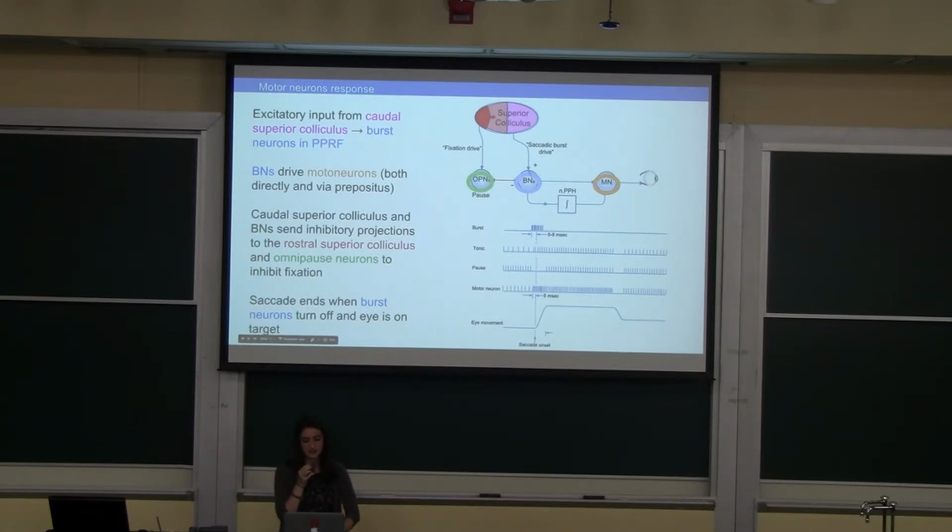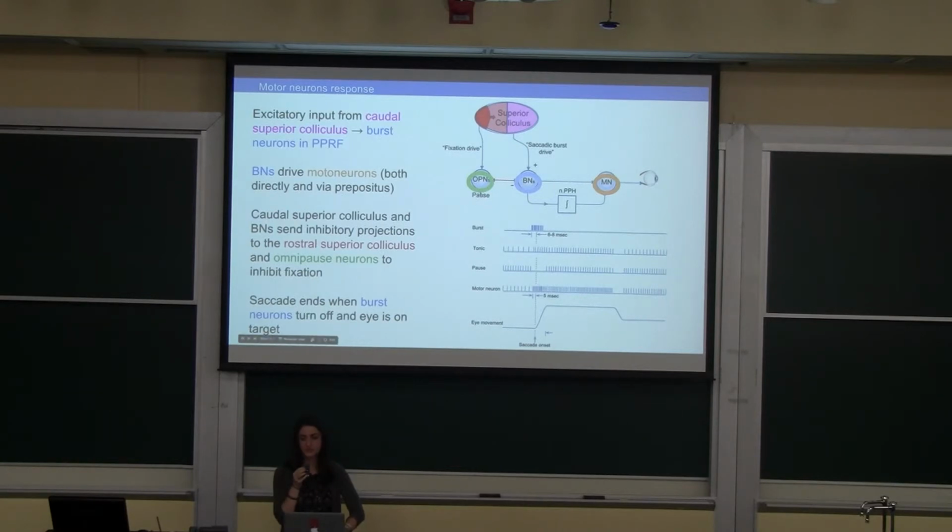And then the next step is that the burst neurons drive it through that impulse function, but they also drive it through the integrator function via the prepositus. So both are connected to the motor neurons themselves. And then the caudal superior colliculus during this saccadic burst sends inhibitory projections to both the rostral superior colliculus and the pause neurons, which makes it so that you're not fixating during this burst activity.